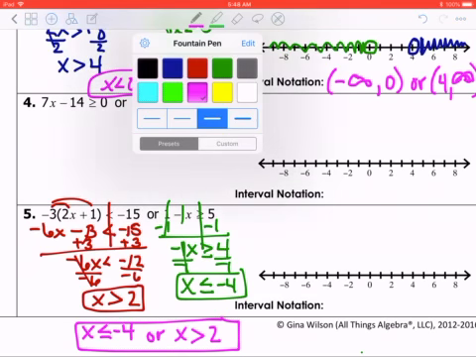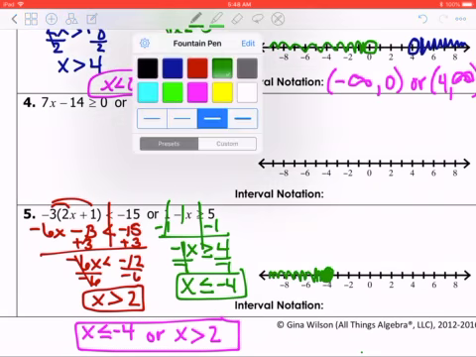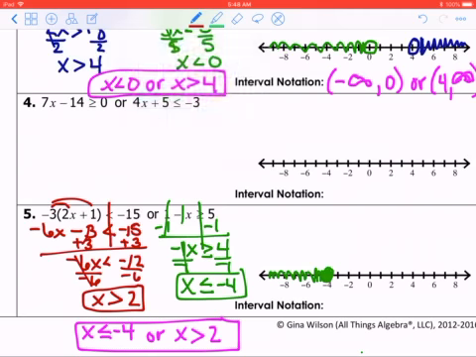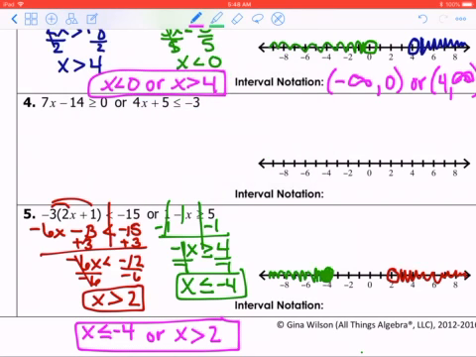So I'll try to use the same color. So the green side was x is less than or equal to negative 4. So I'm at negative 4, filled in circle, shade to the left. Okay, and then for the red, we had x was greater than 2, so I'm going to have an open circle, shade to the right. Okay, and then the last thing that we need to do is do our interval notation. So I'll write that in pink because that's going to follow just like our answer is written.